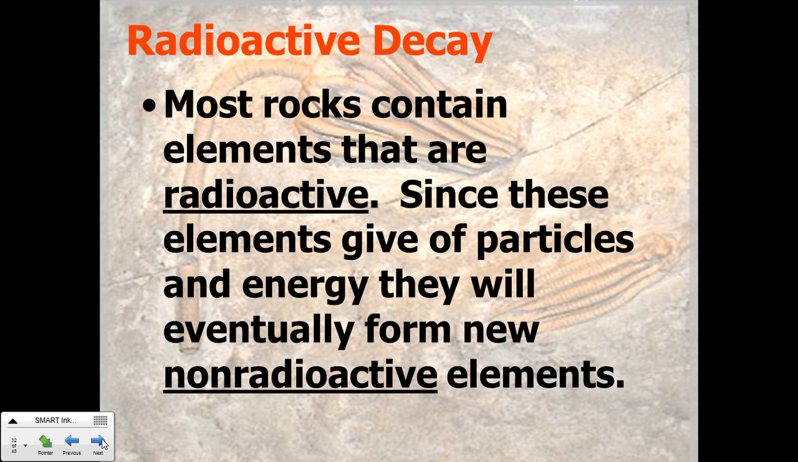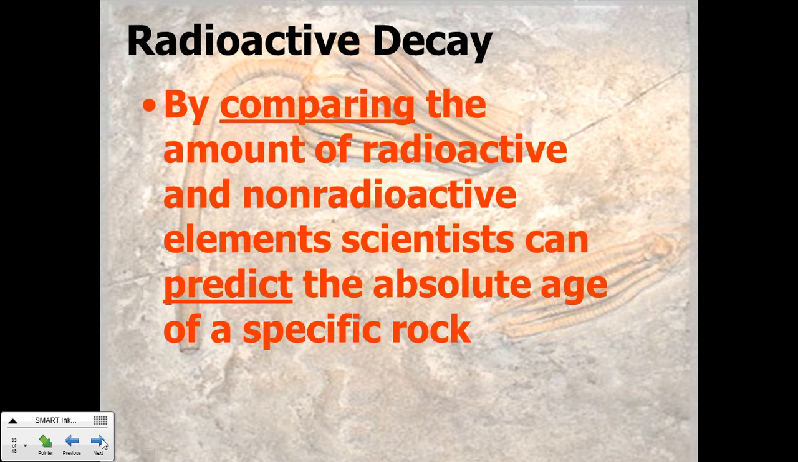Most rocks contain elements that are radioactive. Since these elements give off particles and energy, they will eventually form new non-radioactive elements. By comparing the amount of radioactive and non-radioactive elements, scientists can predict the absolute age of a specific rock. So get an actual numeric age. That's the big thing to know about absolute. It gives you an actual age, whereas relative just tells you older or younger.